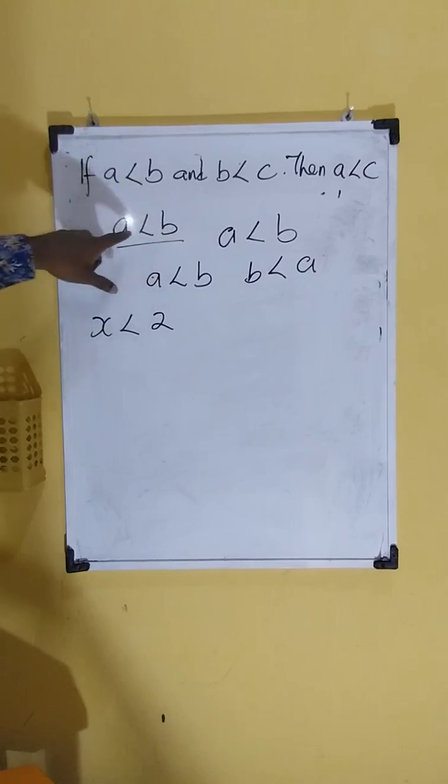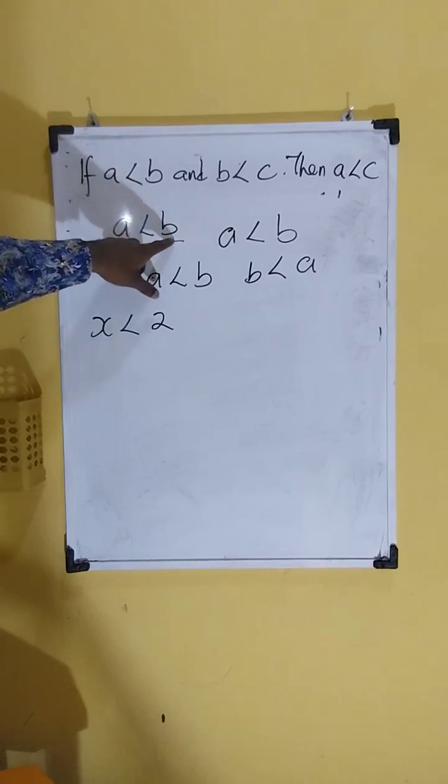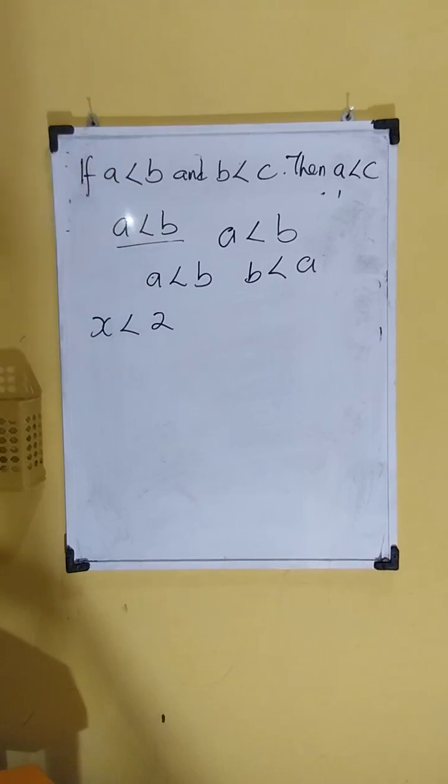B is less than A. So whatever value B has should be lesser than A. Are we getting that at all? Are we getting it? Yes, sir. Very well, sir. Not for me, sir.